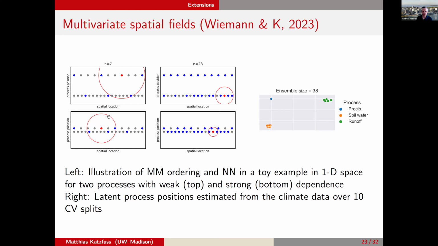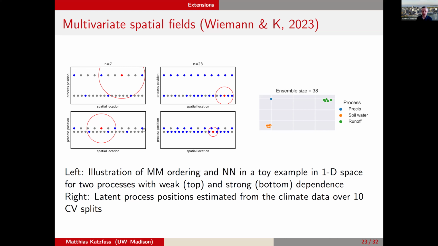So here's an illustration of this. If we had 1D space, 1D here on the x-axis, and we have 2 processes, we can think of these 2 processes as being separated in some latent dimension, which is on the y-axis here. If they're far from each other in this latent dimension, that means they do not have that strong dependence, and the dependence is stronger within each process.